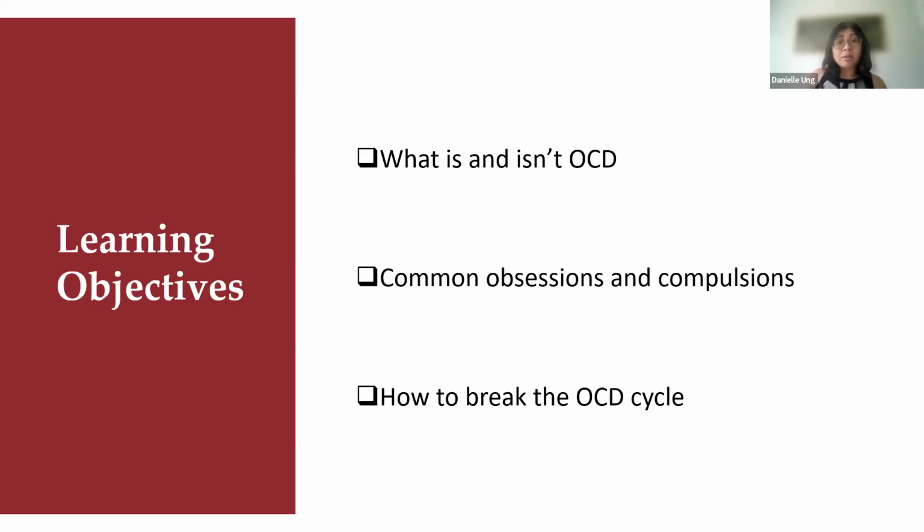The next bit I'll be talking about is common obsessions and common compulsions symptoms. Although there are some themes that are common among all those who have OCD, there are also varying different types of obsessions and compulsions, so I'll speak of those in detail today. Then the next thing I'll be talking about is, now that one suspects that they might have OCD, how do they go about breaking that OCD cycle? I'll be talking about some evidence-based treatments, particularly the one called exposure with response prevention, which is the most evidence-based treatment that we have for OCD.